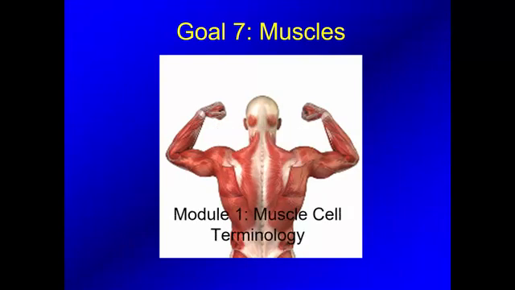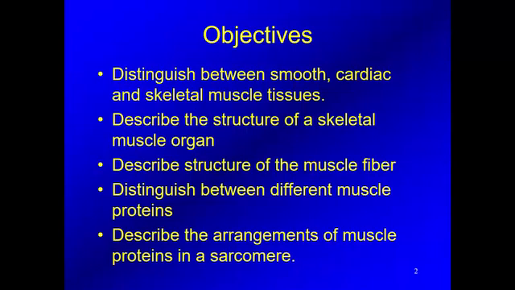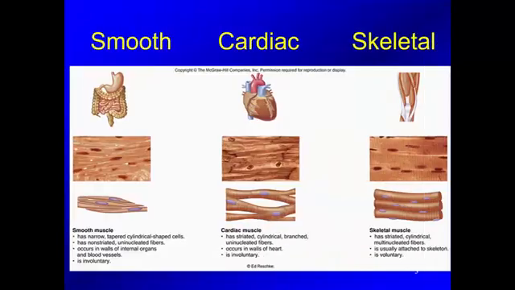This short little presentation is about Goal 7, and it gets you started with muscle physiology. The objectives here are to distinguish between smooth, cardiac, and skeletal muscle tissue, which hopefully you have remembered from the previous Goal 4. Describe the structure of a muscle organ, the structure of a muscle fiber, some of the different proteins that are found in muscle, and what a sarcomere is.